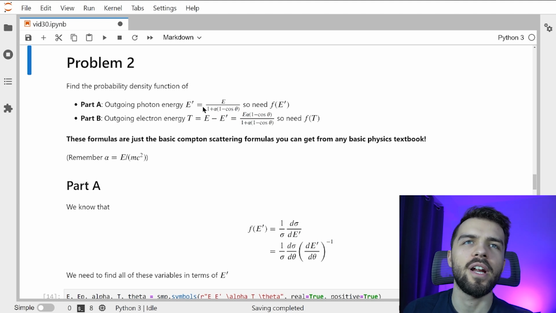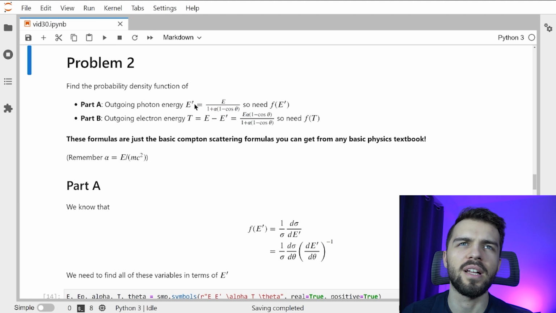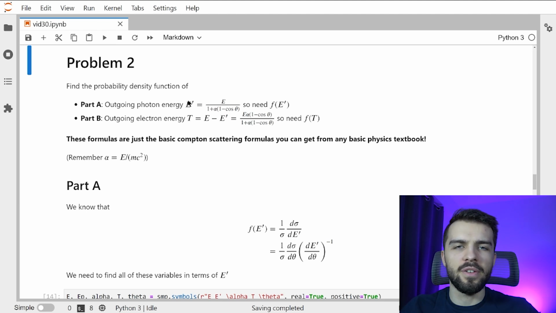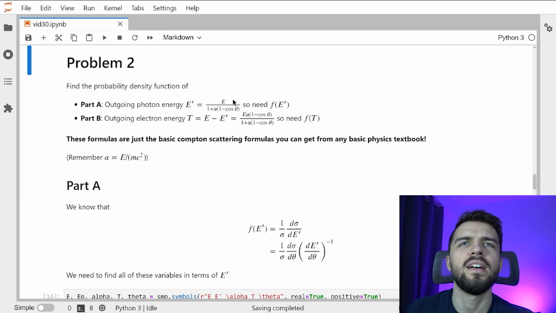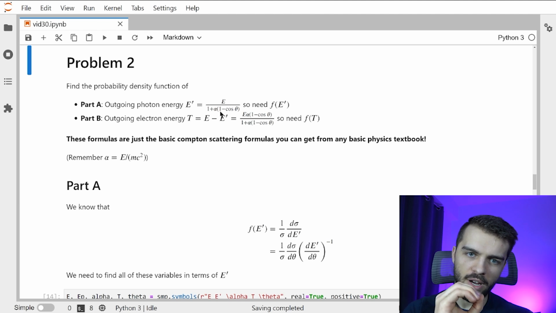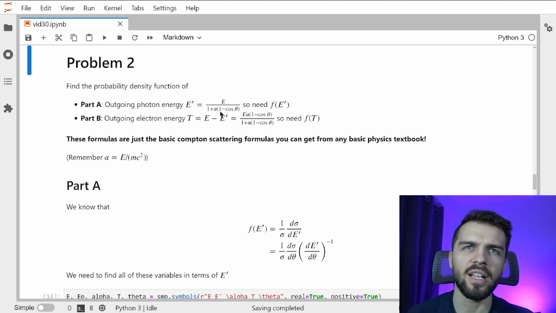So the outgoing photon energy in Compton scattering, this is a basic first or second year physics formula. E prime, the outgoing energy of the photon after the collision, is equal to the initial energy over 1 plus alpha times (1 minus cos theta), where alpha is E over mc squared, the initial energy of the photon divided by the rest mass of the electron, and theta is the scattering angle. And I know the distribution of theta, so I should know the distribution of E prime. So I want to get my probability density function, which I'll call f of E prime.